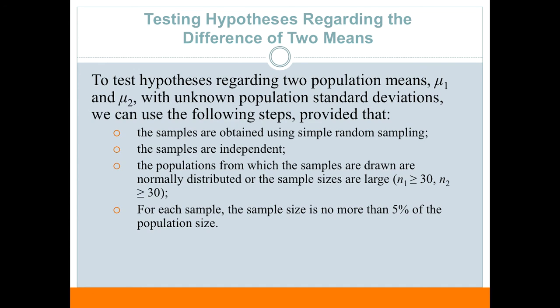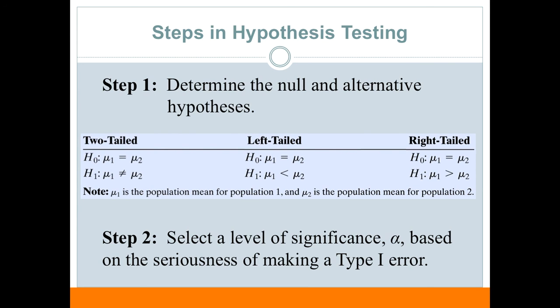So a couple of things have to be true in order for us to actually test hypotheses and also in order to create confidence intervals. Samples need to be obtained using simple random sampling. Samples need to be independent. The populations need to be large enough or normally distributed, and then the sample size can't be more than 5% of your population size.